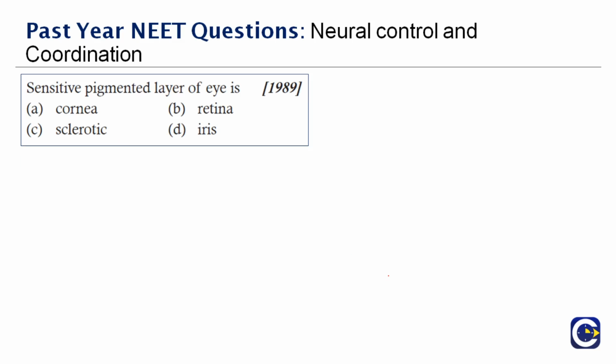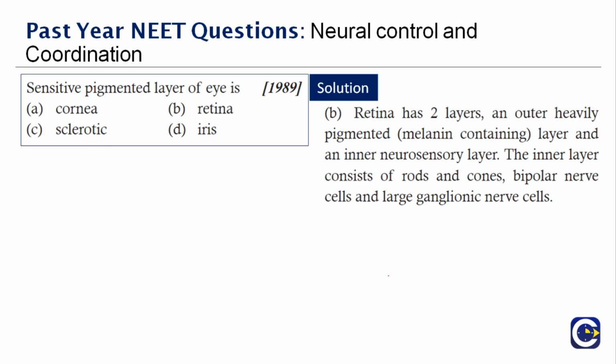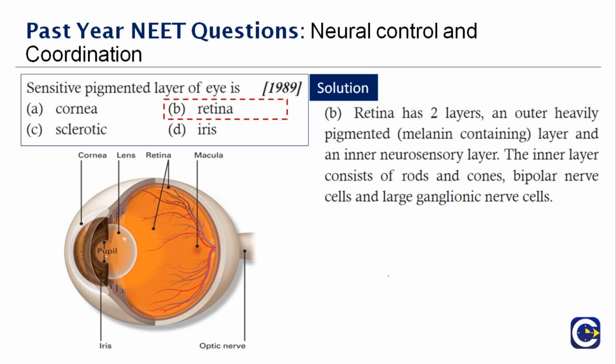Next question here. Sensitive pigmented layer of the eye is dash. I think you should be able to answer this. Yes, the answer is retina. Retina has two layers, an outer heavily pigmented layer and an inner neurosensory layer. The inner layer consists of rods and cones, bipolar nerve cells, and a large ganglionic nerve cell. So the pigmented layer of your eye is your retina, which is option B. And this is a clear image of the human eye. You have the cornea, pupil, lens, retina, macula, iris, and the optic nerve.